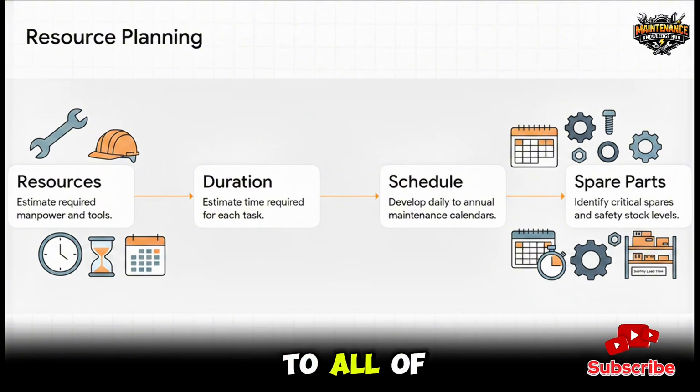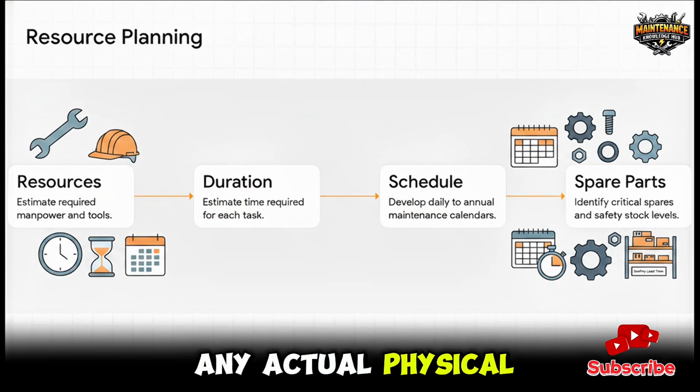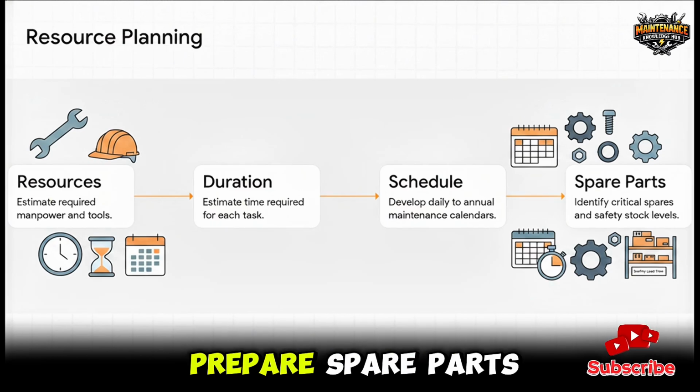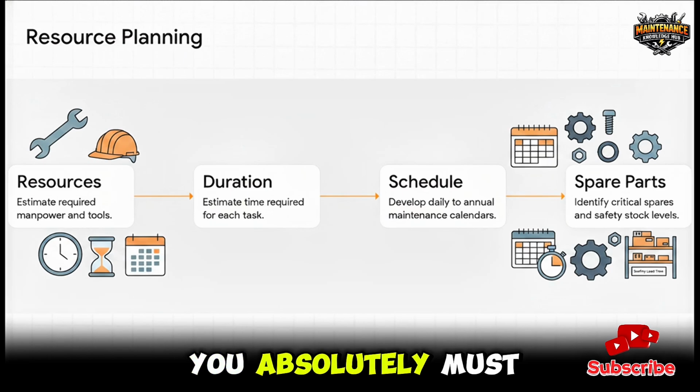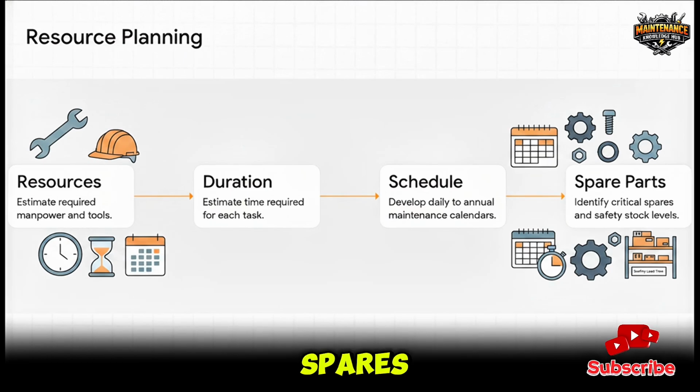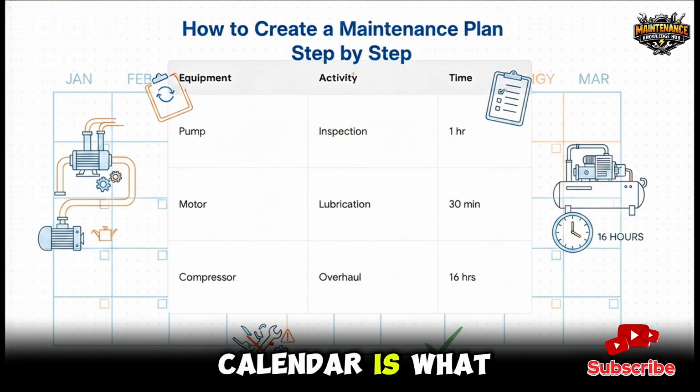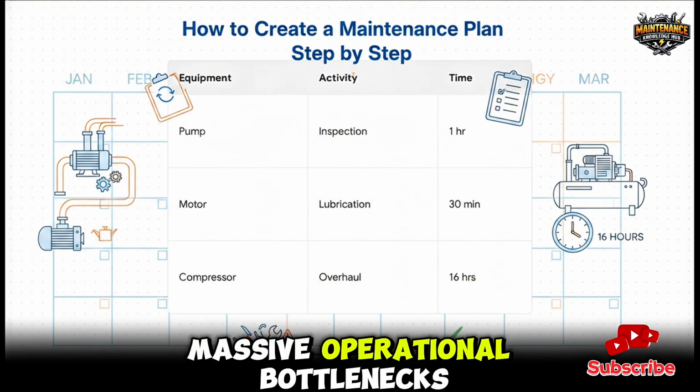And running parallel to all of this, before you start any actual physical work, is step 12, prepare spare parts plan. You absolutely must identify your critical spares, figure out your safety stock, and know your reorder lead times so you aren't left waiting 3 weeks for a specialized mechanical seal while production is at a dead stop. Mapping all this out on a calendar is what prevents massive operational bottlenecks.